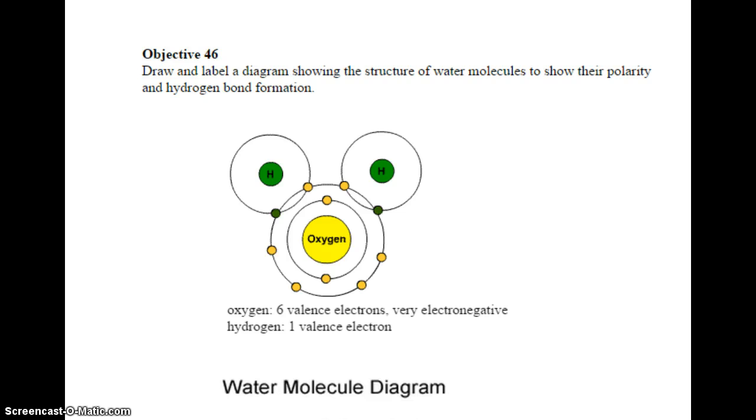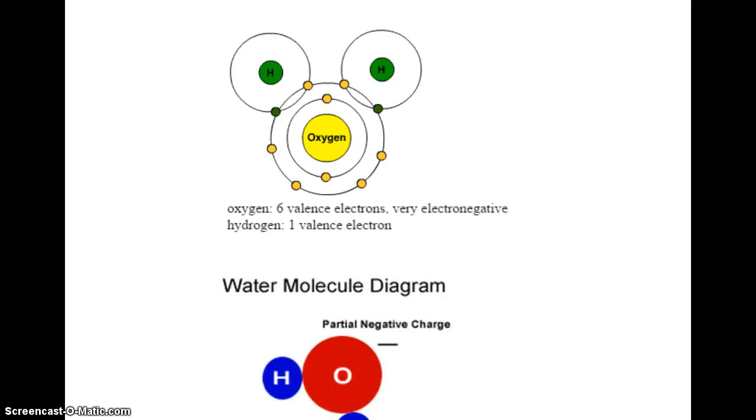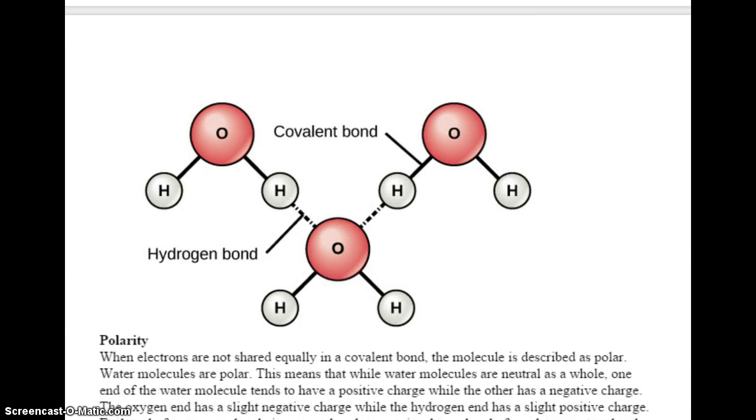So to review, water is made up of 2 hydrogens and an oxygen, and the covalent bonds share electrons unequally because of oxygen's electronegativity, which causes the partial negative charge on oxygen and the partial positive charges on the 2 hydrogens, which causes the polarity and the hydrogen bonds between water molecules, which is important for many of its properties.